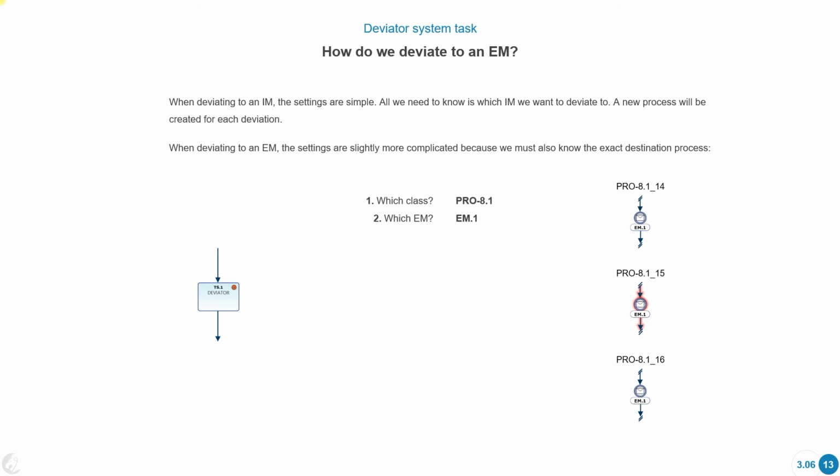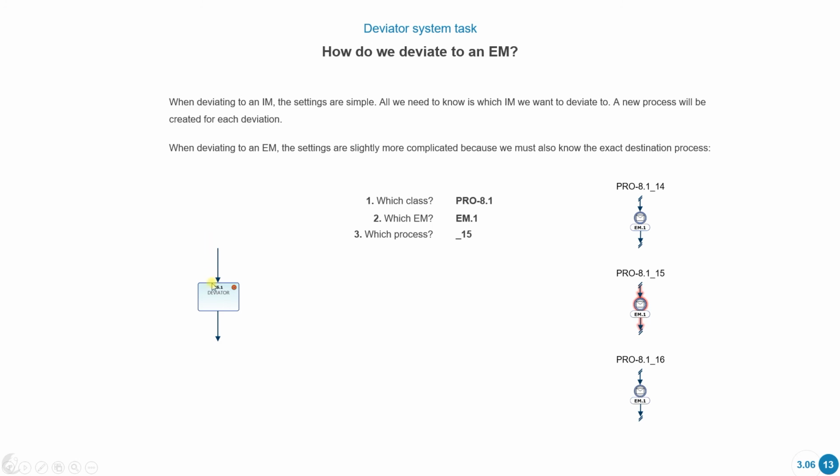Now, once I know what class of process I want to deviate to and what intermediate message of the entire class of process I want to deviate to, I also need to know the exact instance of a process that I want to deviate to. In this case, I want to deviate to the instance number 15. But how do I know this in the source process? Because I don't have this information. I need the exact instance, and I don't have this in the source process.